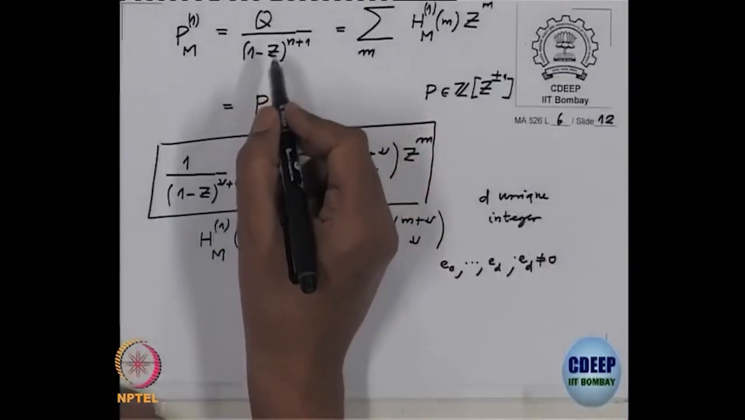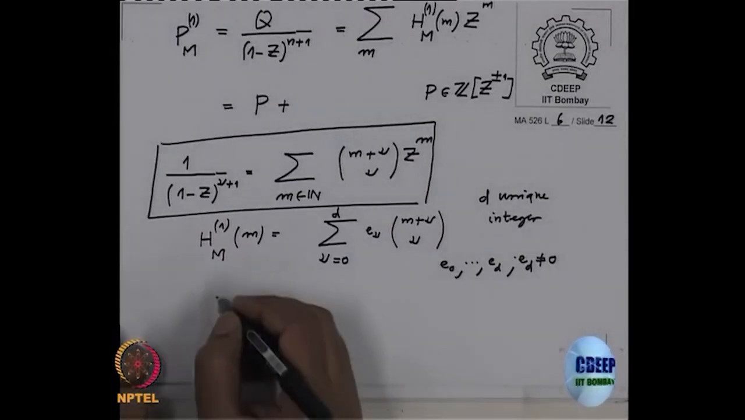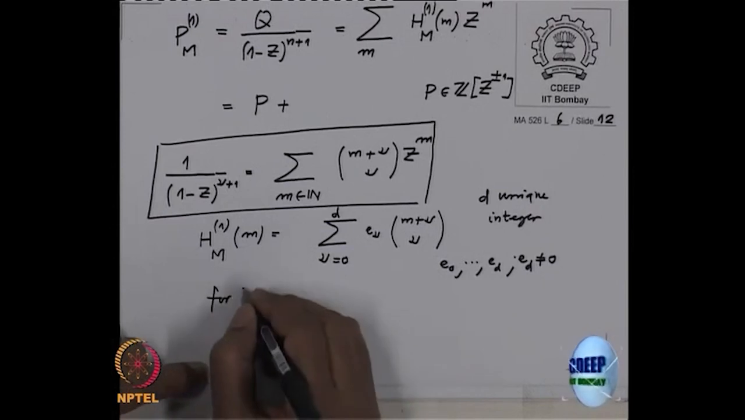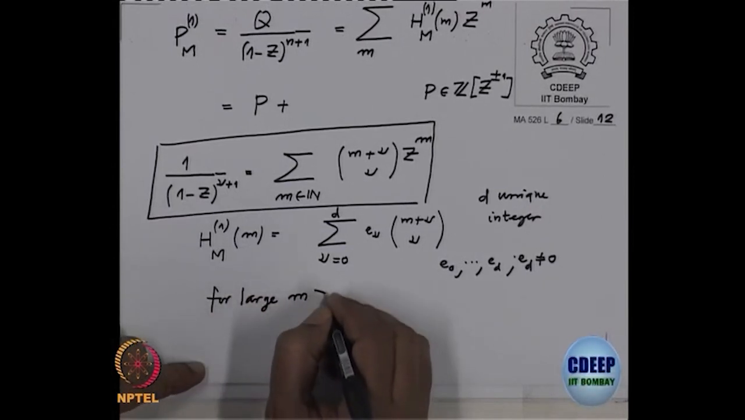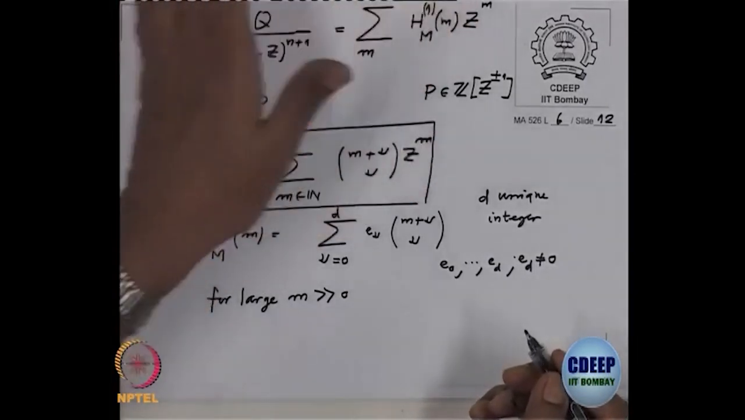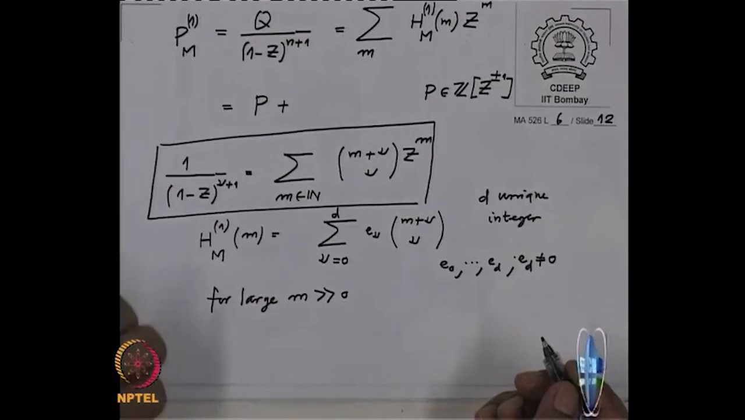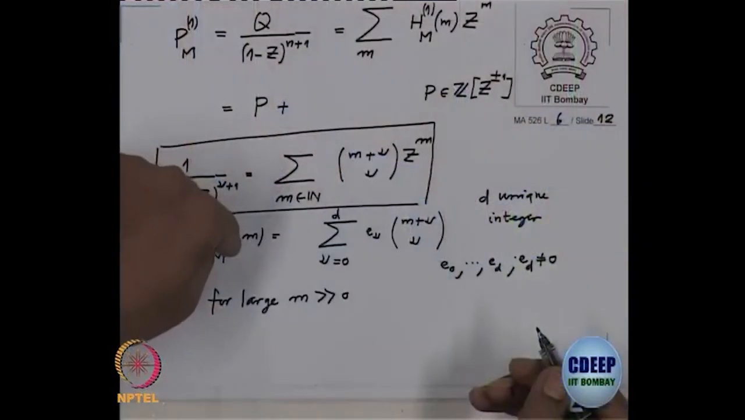They all depend on Q, and also on whether 1 minus z divides it. But this formula holds only for large m. You see, because this Q has negative terms, no? So when you compare, I want to compare only for large powers so that the negative coefficients do not play any role. And you see the left side is a length or a dimension, which is a non-negative integer.